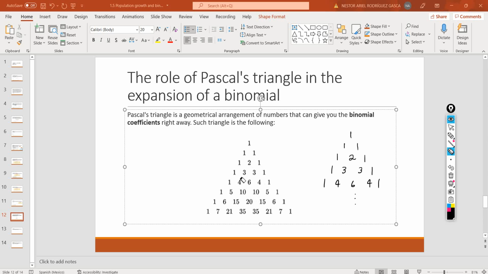What is it for, guys? Well, all of these numbers that appear in the rows, once again, let me label the rows. First row, second row, third row, fourth row, fifth row, and so on. These numbers are the binomial coefficients, the binomial coefficients when you expand a binomial using the binomial theorem. What do I mean by that?